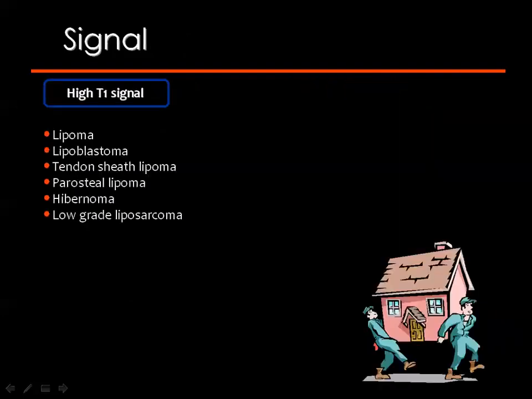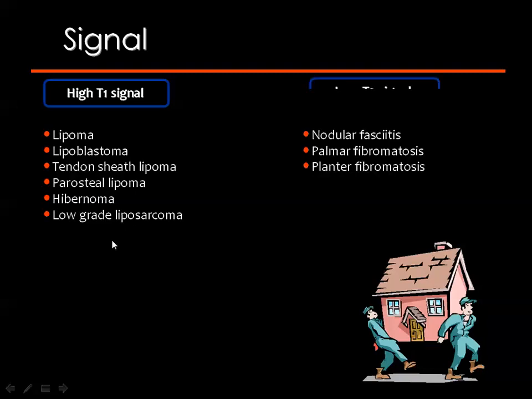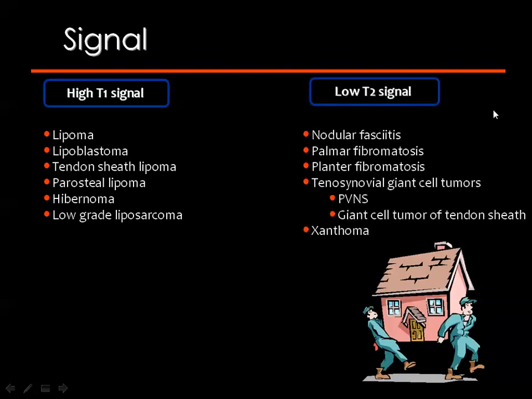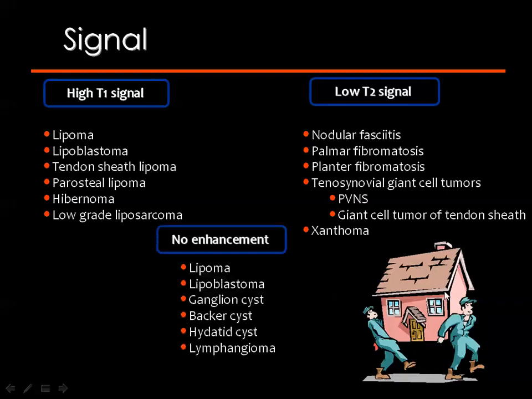Then by the signal intensity, lesions with high signal on T1: lipoma, lipoblastoma, lipoma of the tendon sheath, parosteal lipoma, hibernoma, and low-grade or well-differentiated liposarcoma. Then low signal on the T2 weighted image is characteristic of nodular fasciitis, palmar fibromatosis, plantar fibromatosis, tenosynovial giant cell tumors, including the pigmented villonodular synovitis and giant cell tumor of the tendon sheath, as well as the xanthoma of the Achilles tendon.